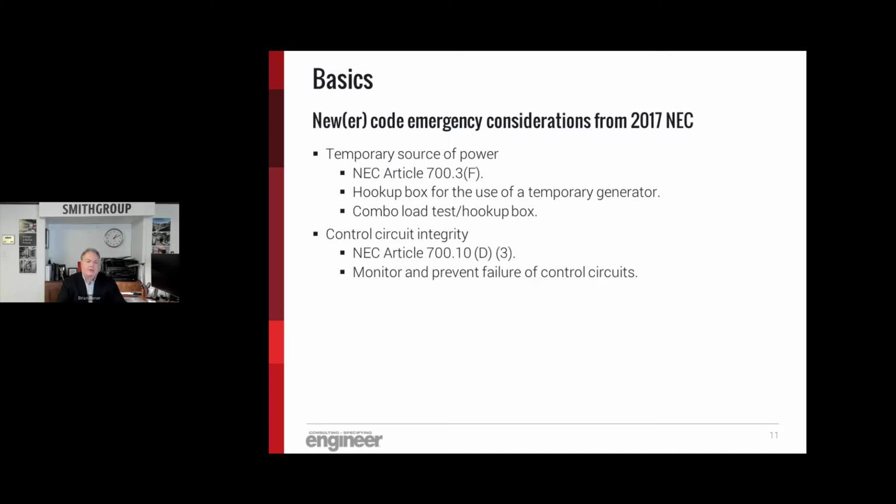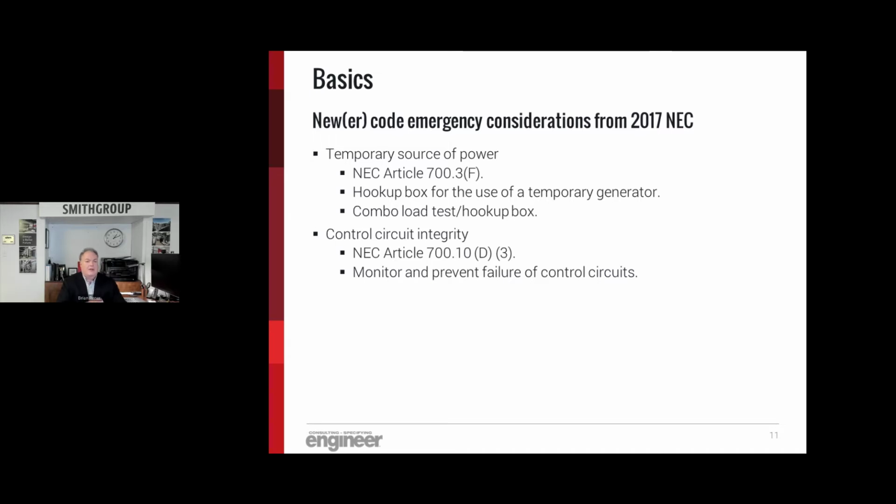This hookup box will typically be located externally to the building, in a weather-tight enclosure, and they are combined so that they can both be used for a temporary generator should the generator be down, or as a load testing box. Notice that the NEC talks about should the generator be down for maintenance. If you have multiple generators, say N+1 redundant units, multiple parallel units, where any one generator can fail or go down for maintenance, these may not be required, but you'll have to check with your local authority.